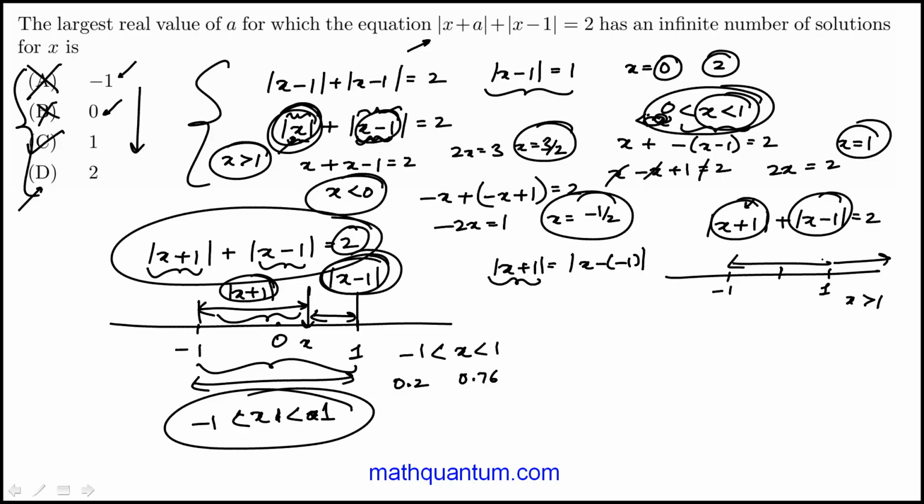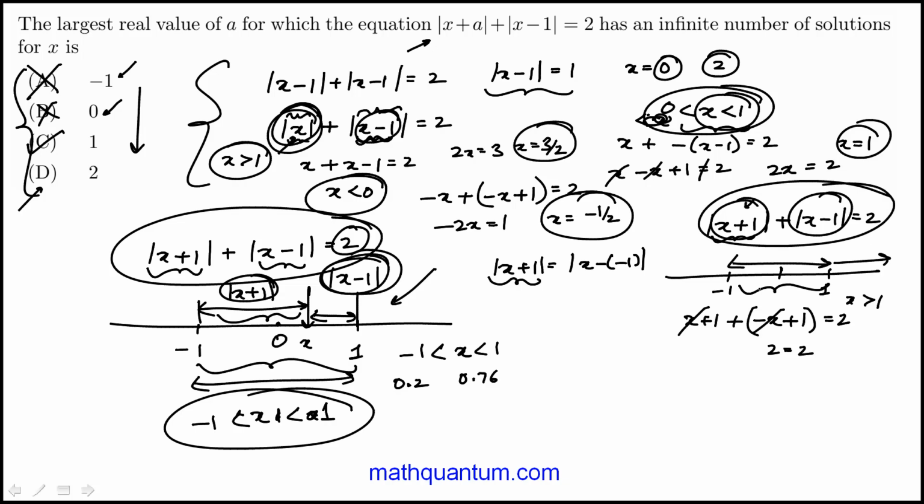Then next we consider x between minus 1 and 1, which was the case I described here. And this would be positive, so that becomes x plus 1. And then that would be negative. And that means this becomes minus x plus 1. And you see the x term drops out, 2 equal to 2. So no matter where x is, all of these would always satisfy this. And that's where the infinite solution is coming from.